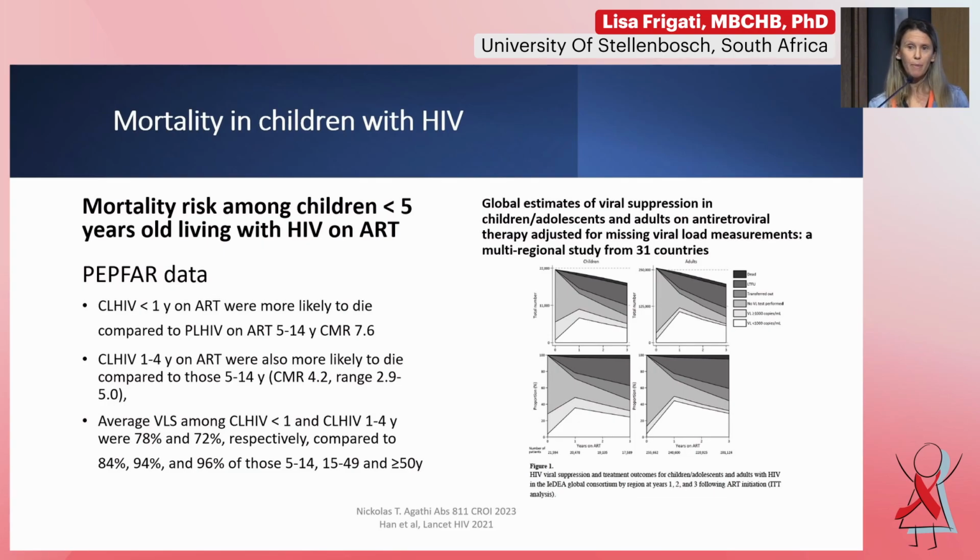And both of these panels include data from CROI, which basically shows that children, especially children less than 1, have higher mortality rates than older children and then adults. And on the other panel, you can see the white triangle shows that children also increasingly have lower rates of viral suppression.